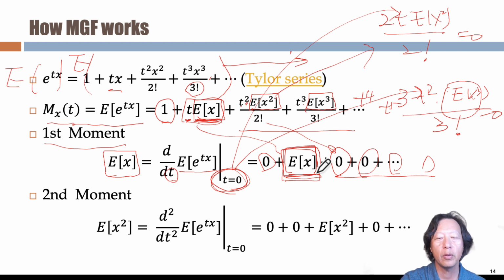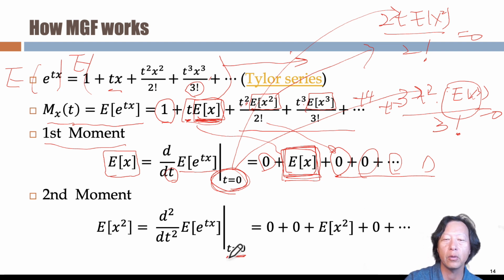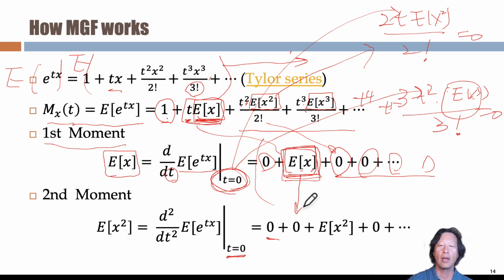For the second moment, you take the derivative twice with respect to t and then put t equals 0. You are taking the derivative one more time. Taking the derivative of 1 twice gives 0. Taking the derivative of the next term once gives the expected value of X, and taking a derivative one more time makes it 0.